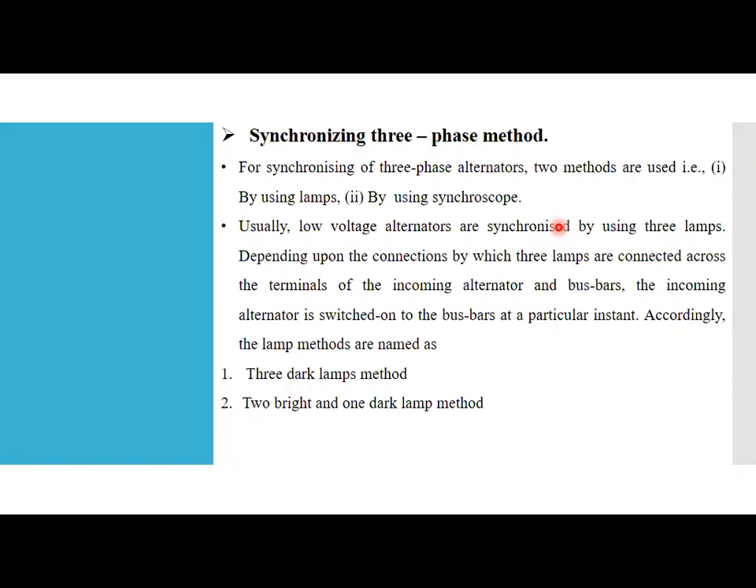Again, it is the same. Like single phase, we have two methods using lamps. One is the all dark method, meaning all my three lamps, because it is three phase, so I have three lamps. I am connecting those three lamps with the three phases. So the all dark method means all lamps are dark. The second one is the two bright, one dark method. And the best method is by using a synchroscope. A synchroscope is a device used for synchronizing two systems, an alternator to a bus bar or two alternators. So let's see about this.